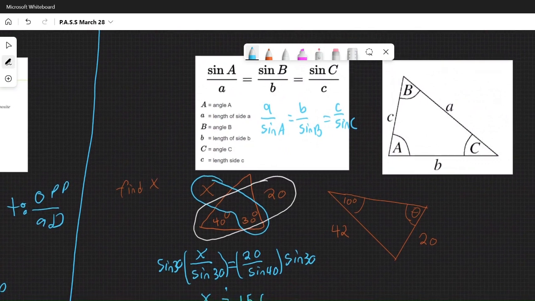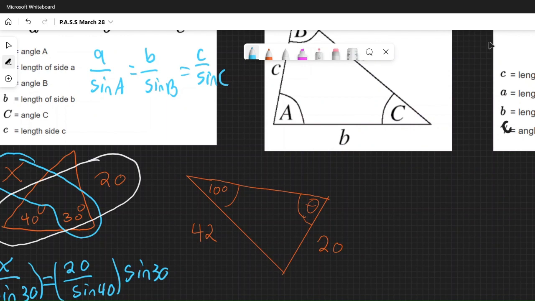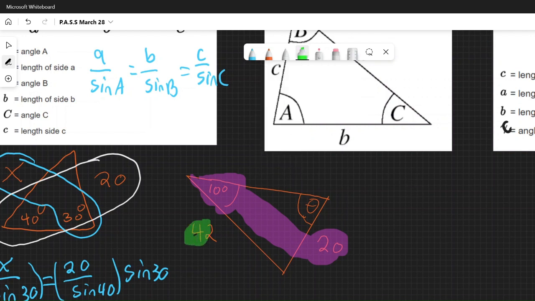So that first example, we found a length. This time we're going to find an angle. I'm going to do the same sort of approach. Maybe I'll highlight them. So we have this 10 degree angle, and we have the opposite side length here. And then we have our angle theta and 42. So sine of theta over 42 equals sine of 10 degrees over 20. So now we're going to multiply by 42.